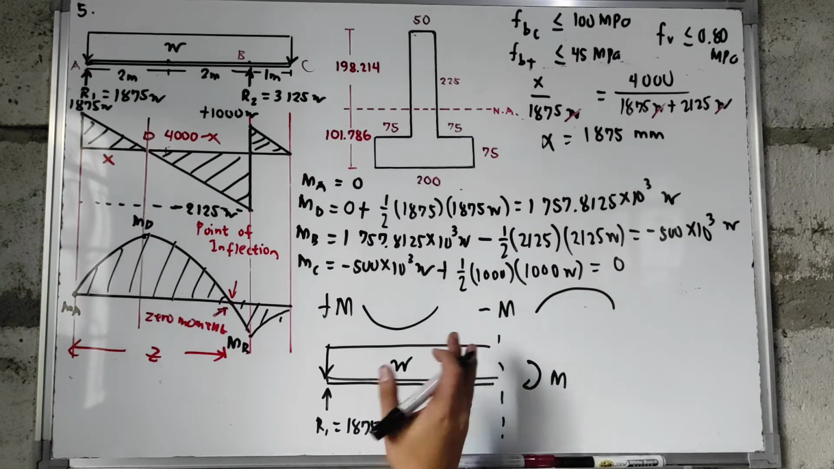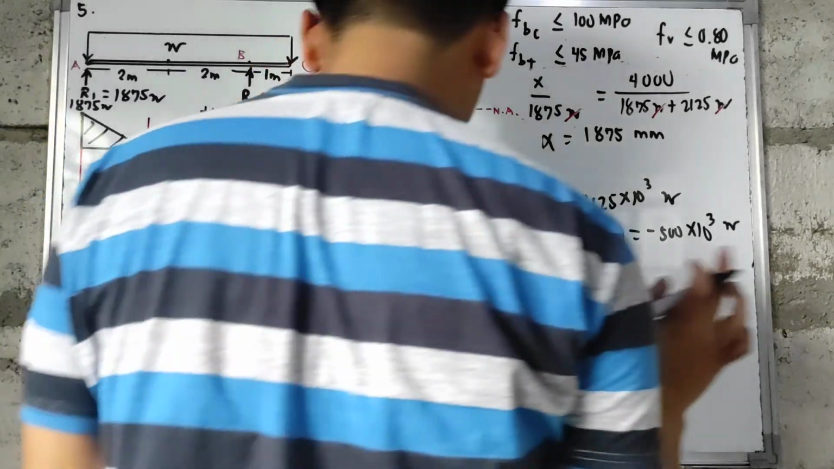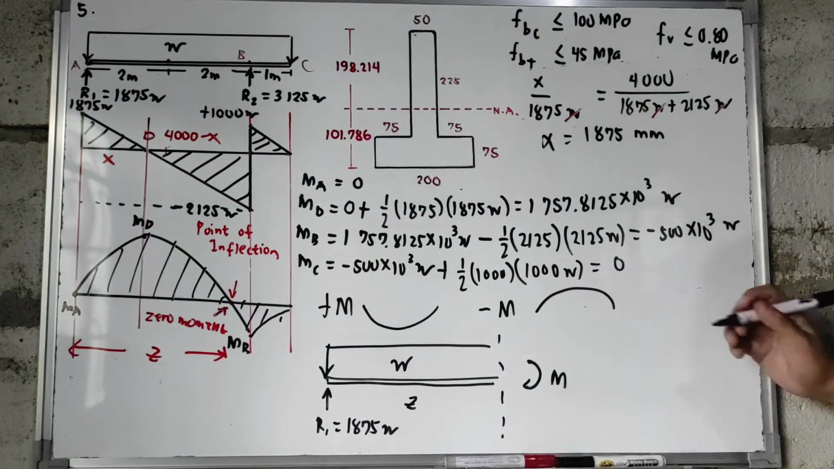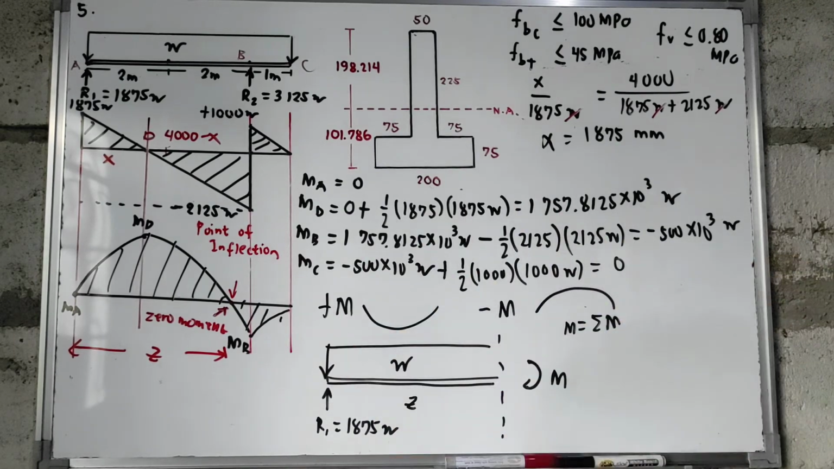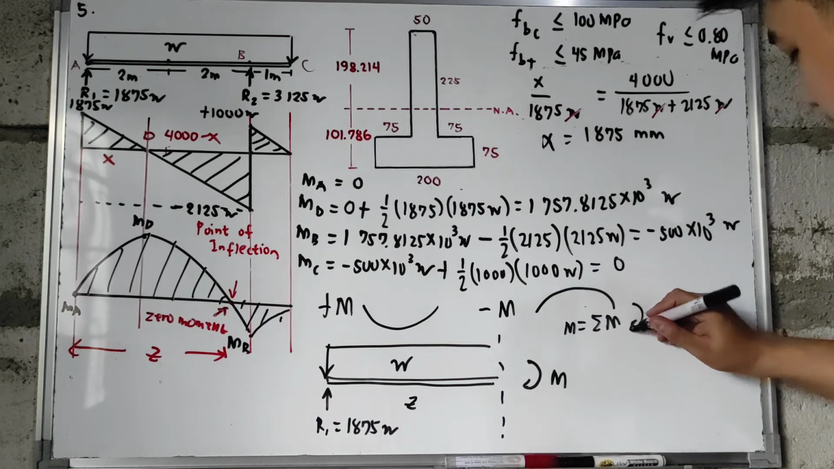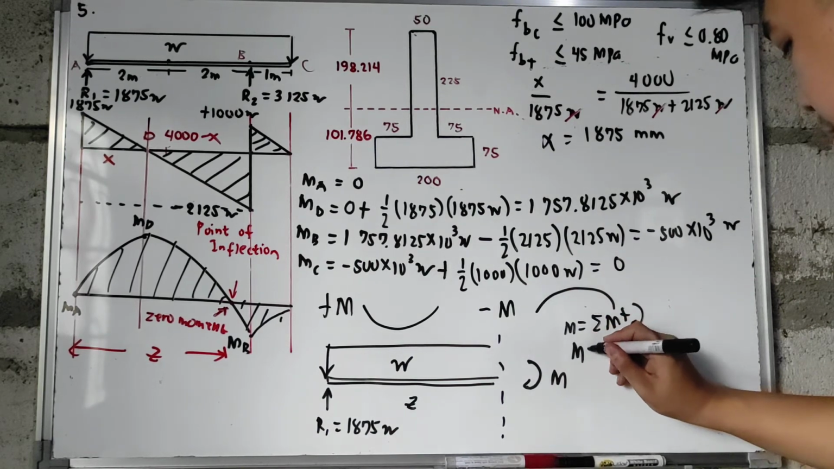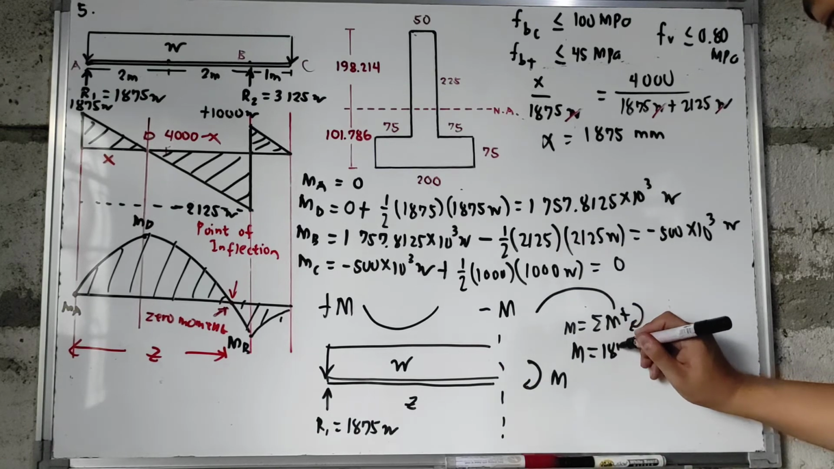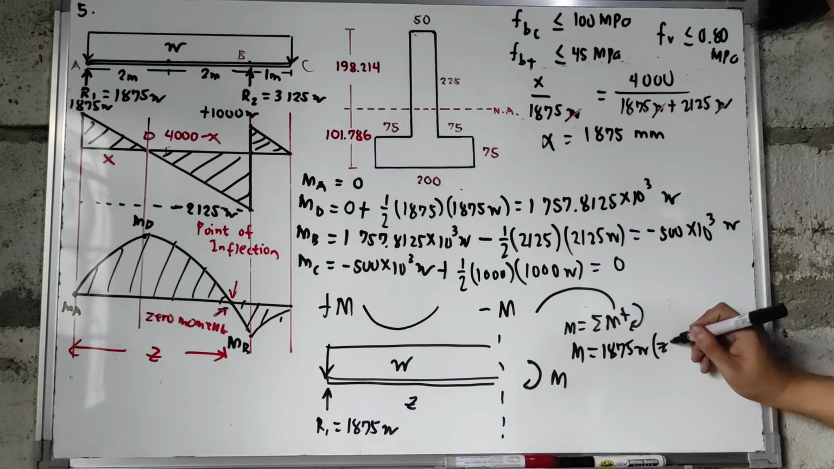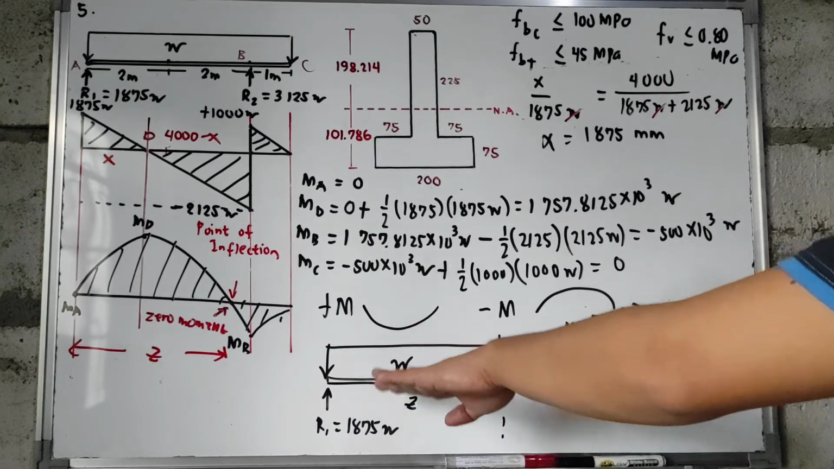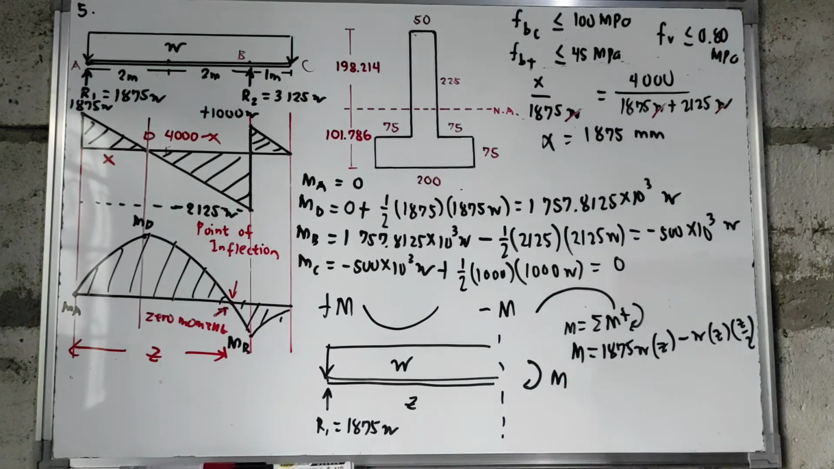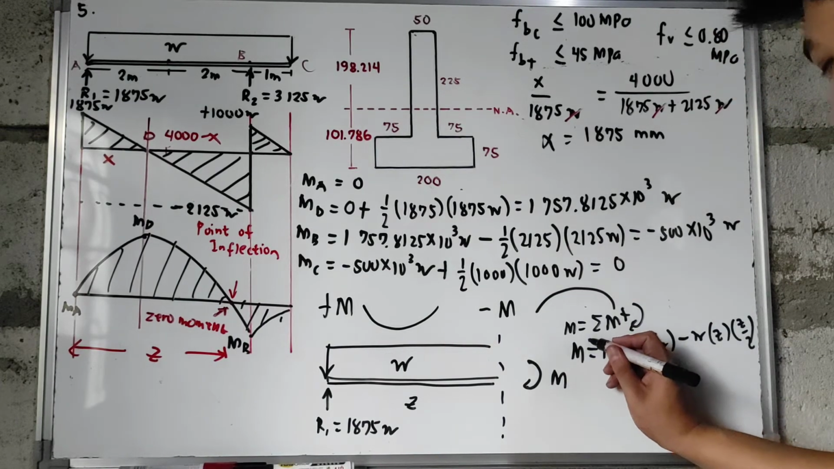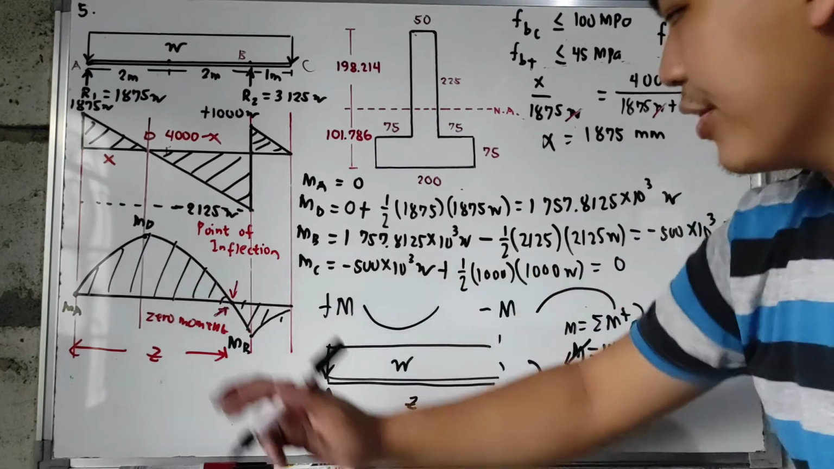So, for the value of your M, considering left section, mangyayari niyan, that will become M is equals to summation moment. So, since left section yung consider natin, that will become clockwise is positive. So, we have M is equal to 1875W multiplied by Z minus etong uniformly distributed load natin na W multiplied by Z over 2. So, para mahanap natin yan, isa-set natin yung M natin ng 0 kasi nga 0 moment.